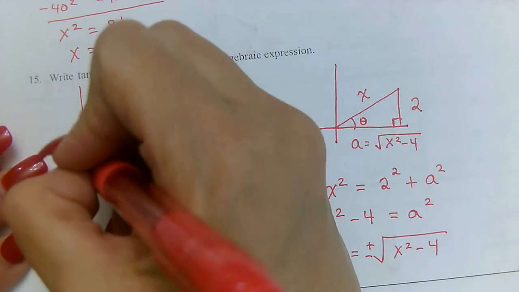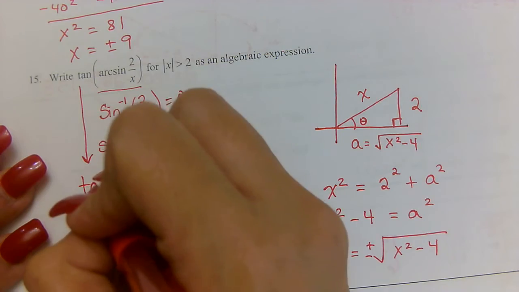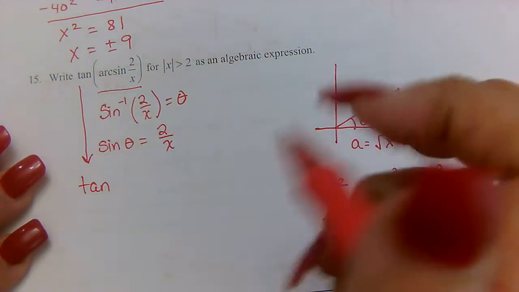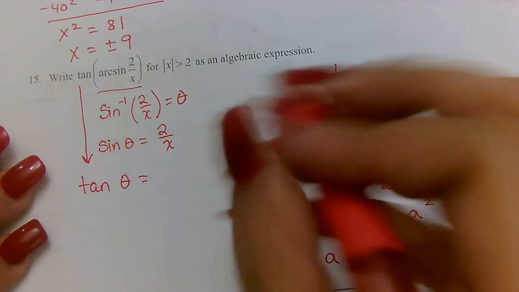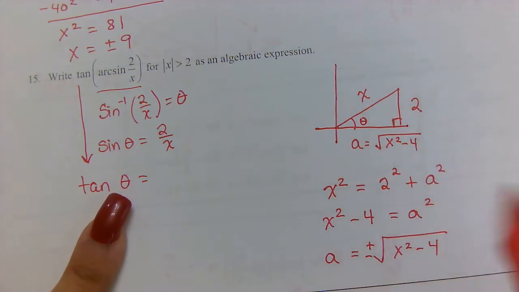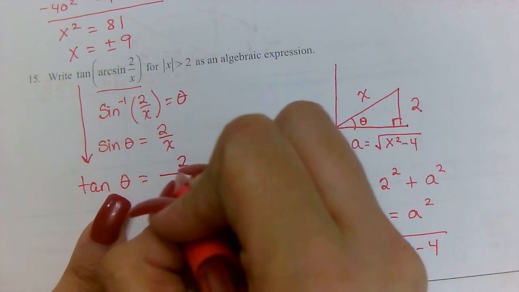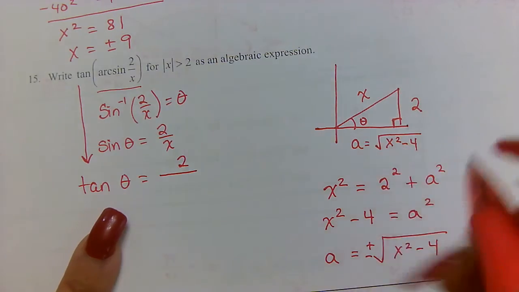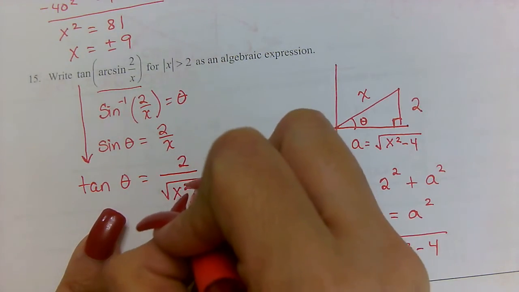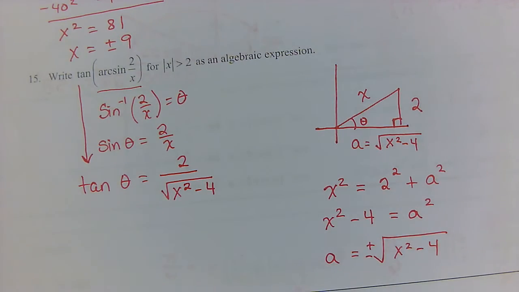Okay, let's go ahead and do the next part. The next part, we're going to bring tangent down, and instead of writing everything inside the parentheses again, we're just going to say that that's equal to theta. Okay, theta is here. Now, what is tangent of theta? Tangent of theta is opposite, which is 2, over adjacent, which is the square root of x squared minus 4.